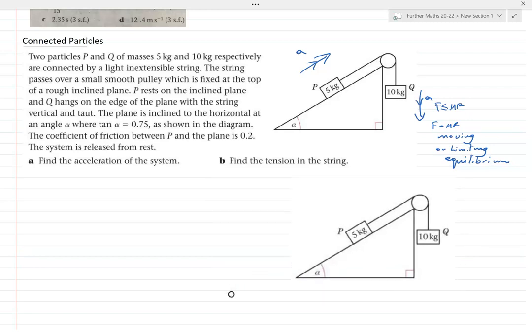Okay, one of the most important things with these questions is to do a good diagram. So let's just do that. First of all, we've got our normal contact force, as we always do when we've got connected particles. When we've got something in contact with something, there's a normal contact component. Even if it's smooth, we have that. And here we've got a weight. Let's call the weight 5g.